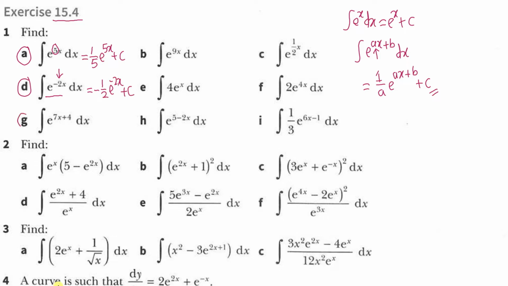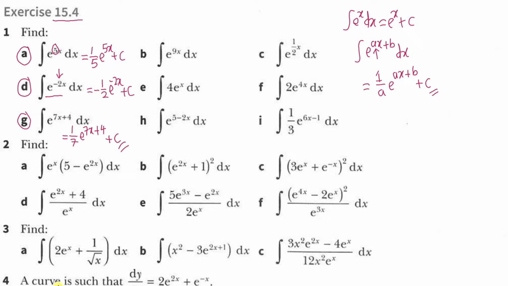Even if we do question number e, it is written here 7x plus 4. So the coefficient of x is 7, and we need to write 1 by 7 according to the rule of integration. Then e to the power 7x plus 4, then plus c is our answer.